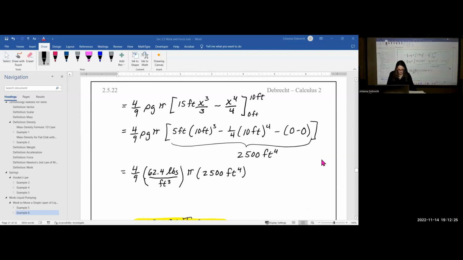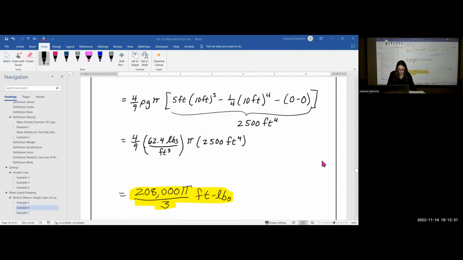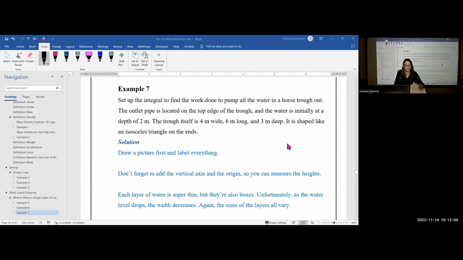And then, of course, we go ahead and we write out what rho and g are. So rho g is the weight density of water, which is 62.4 pounds per cubic foot. Then we have pi and the 4/9 times 2,500 feet to the 4th. Feet to the 4th divided by feet cubed gives me feet, and that gives me foot pounds. And I end up with 208,000 pi divided by 3 foot pounds, which is, of course, an enormous amount of work done. That's a lot of work to move water. Water is extremely heavy. So we want to take a look now at one last example.